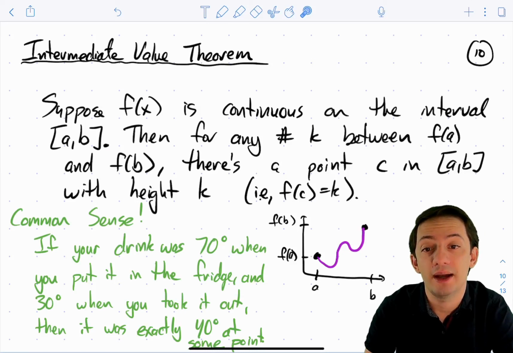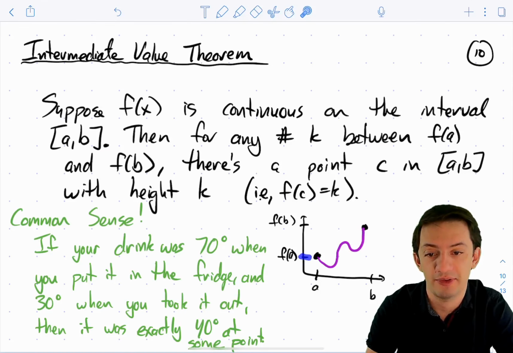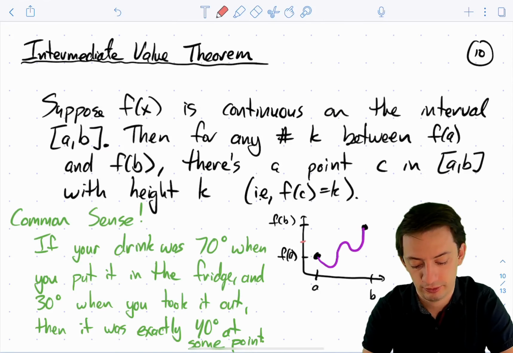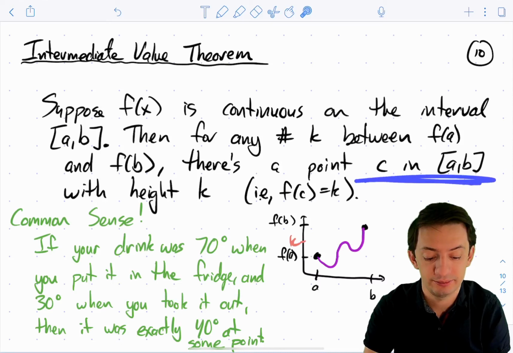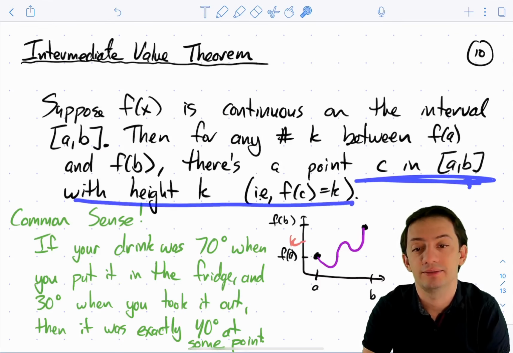Then for any number k between f of a and f of b, so here's the height of the starting point f of a, the height of the ending point f of b, and for any k value in the middle, for any k, there's some point c in our interval of x values that actually hits that height.